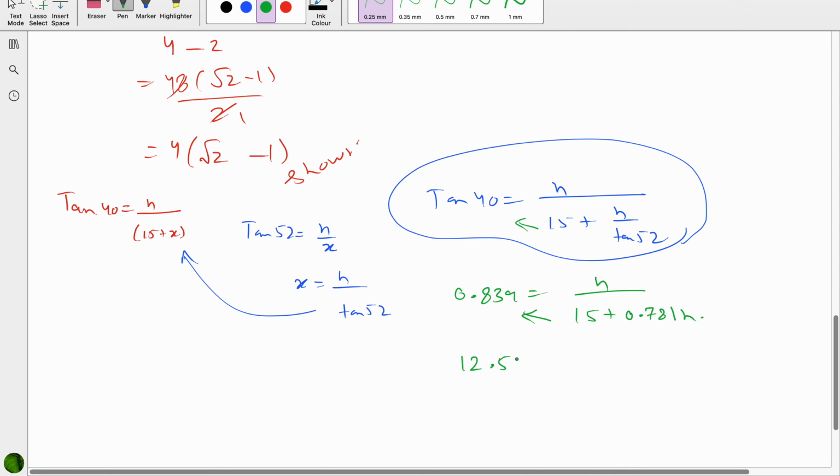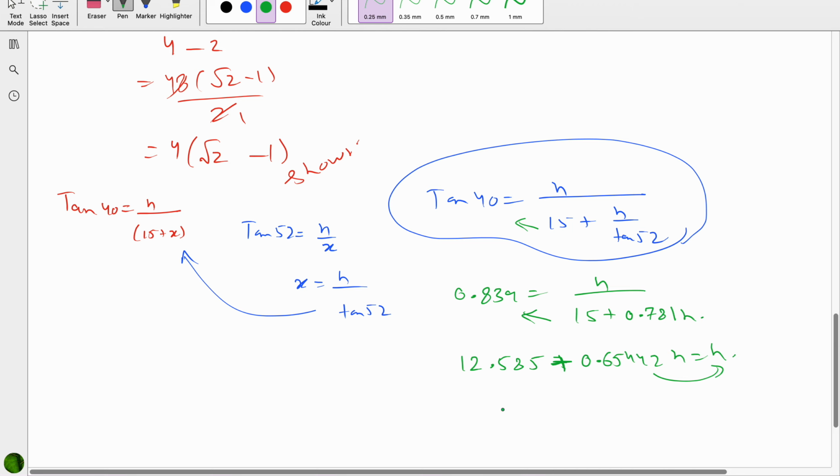is 12.585 plus 0.839 into 0.78, which is 0.65442 h, equals h.